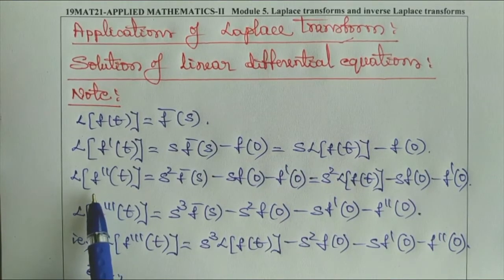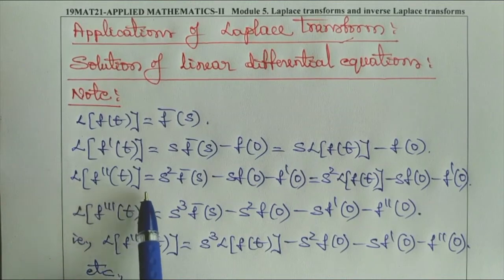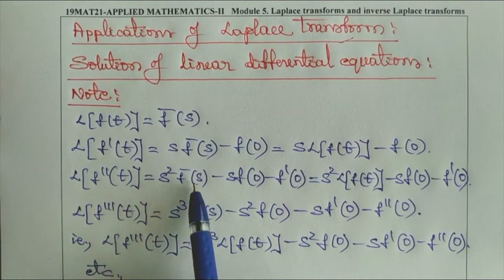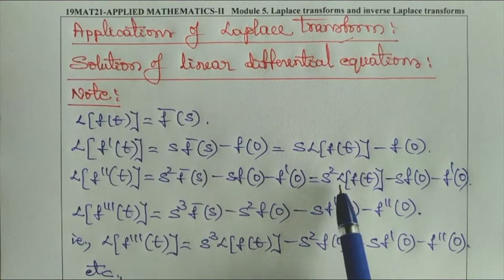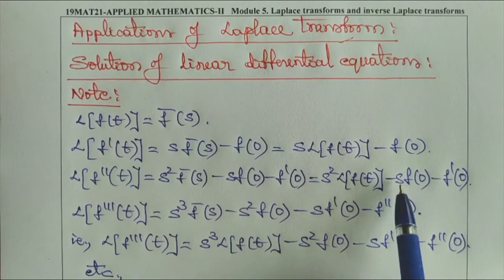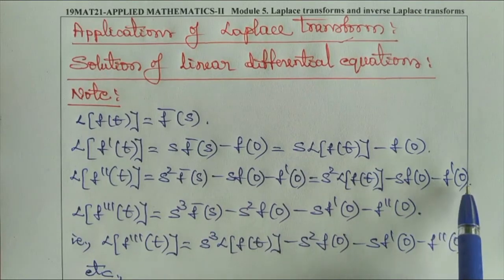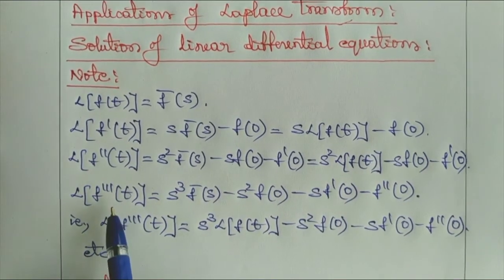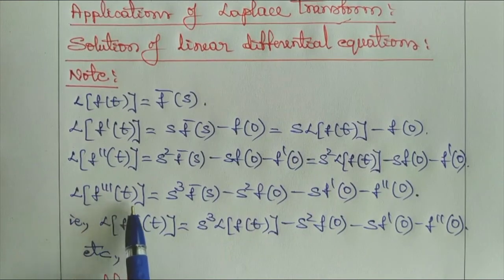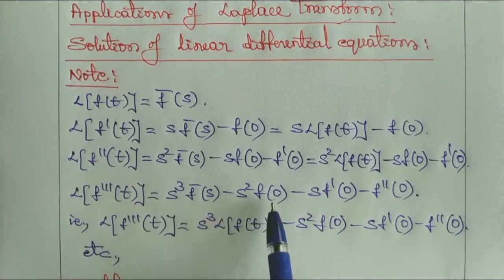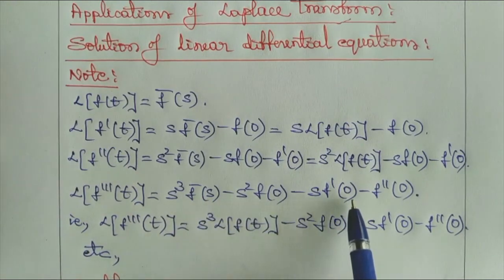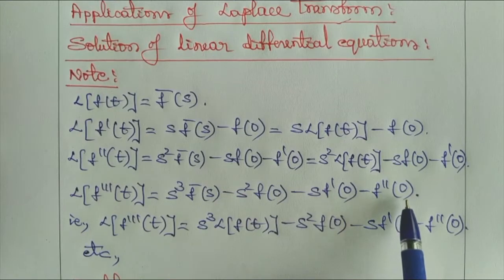Now next one is Laplace of f double dash of t is equal to s square into f bar of s minus s into f of 0 minus f dash of 0. That is s square into Laplace of f of t minus s into f of 0 minus f dash of 0. Next one, Laplace of f triple dash of t, that means third order derivative, is equal to s cube into f bar of s minus s square into f of 0 minus s into f dash of 0 minus f double dash of 0.